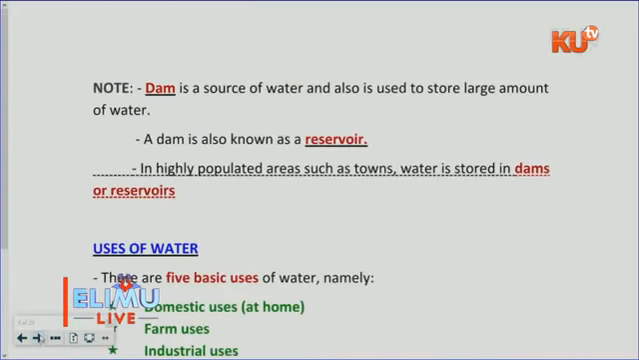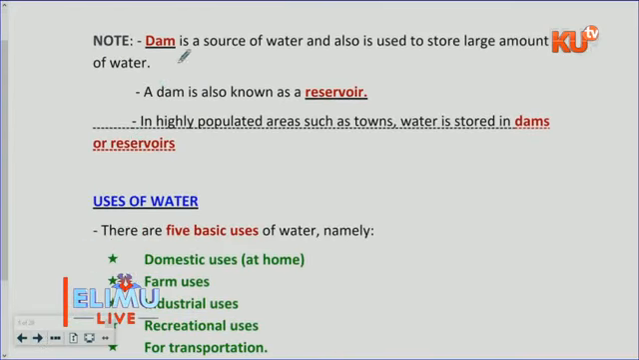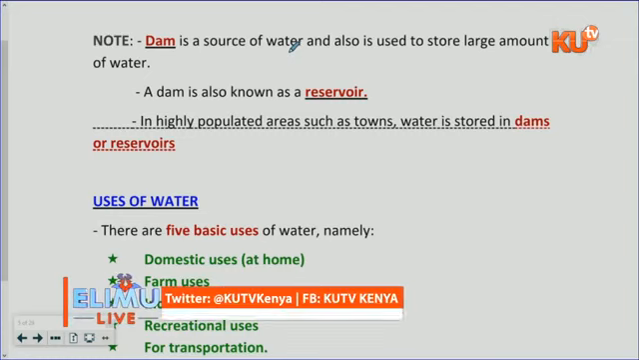There's something that I wrote there, a point to note. I said, a dam. A dam is a source of water. Under the sources, I mentioned a dam because we can obtain water from a dam. And the main example, if you are living in Nairobi, is Ndakaini Dam. This is the place where we obtain the water that we use for domestic purposes.